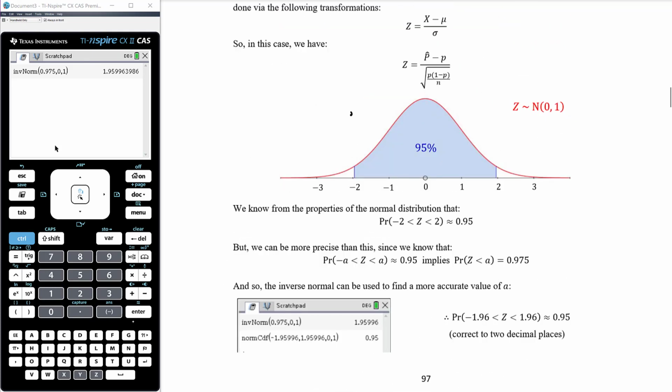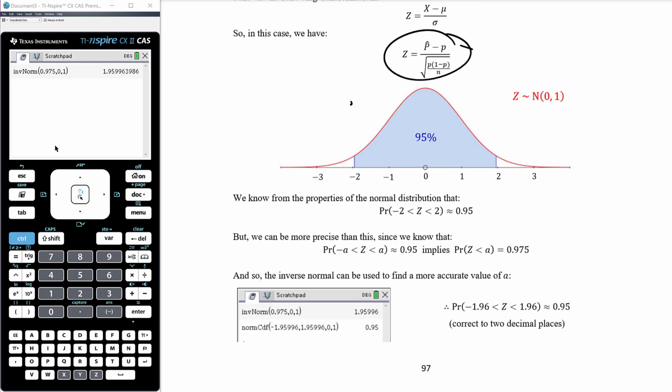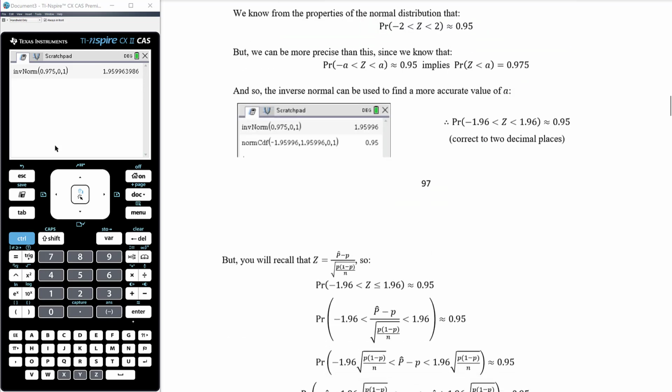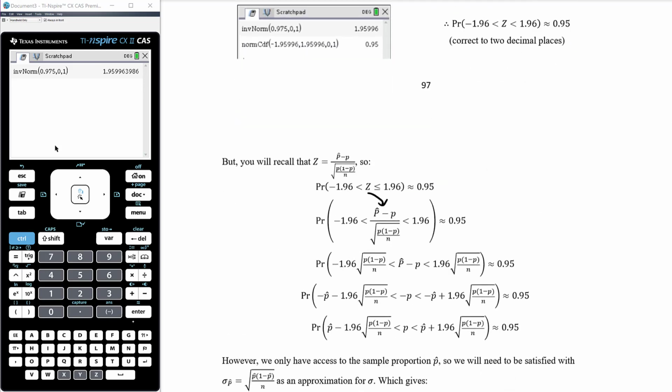However, we recall that z is equal to this expression, so we want to replace the z with that expression. So z is that. And so we therefore know the probability of z being between -1.96 and +1.96 is, sorry, that's a less than or equal to, it doesn't really matter, remember it's a continuous variable, but let's stick with less than, is approximately 0.95. So therefore, the probability of this expression being between -1.96 and +1.96 is approximately 0.95.